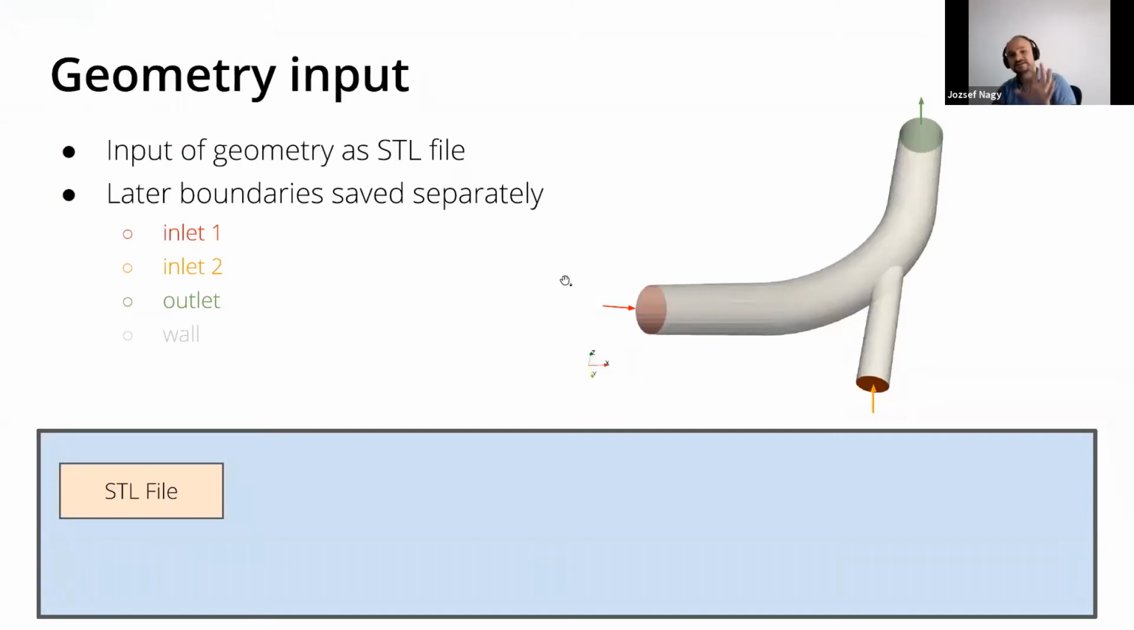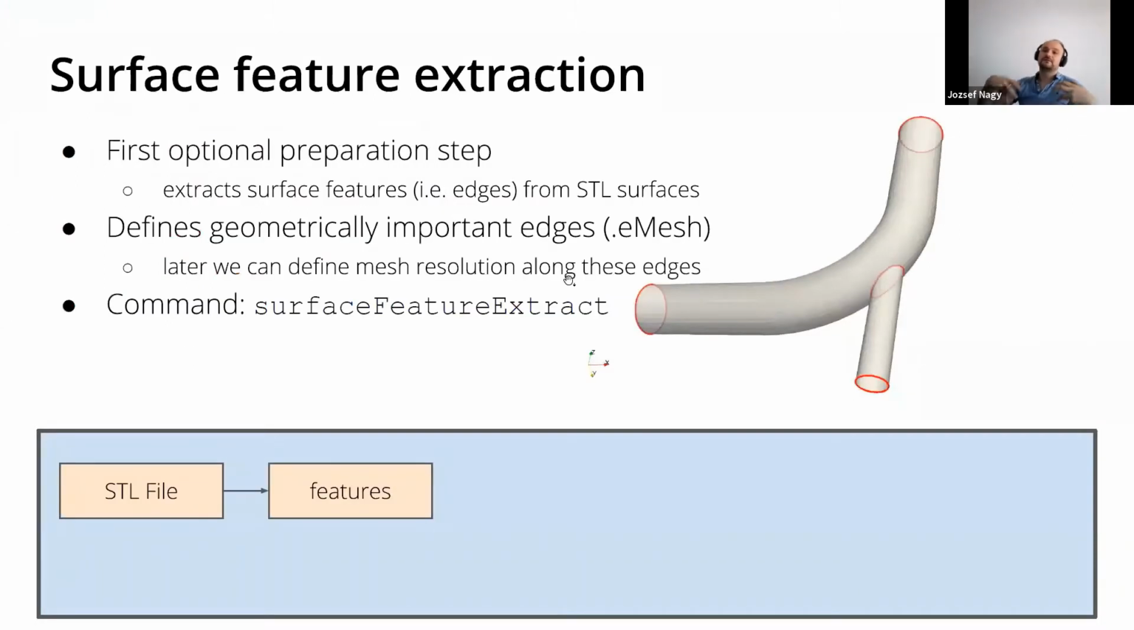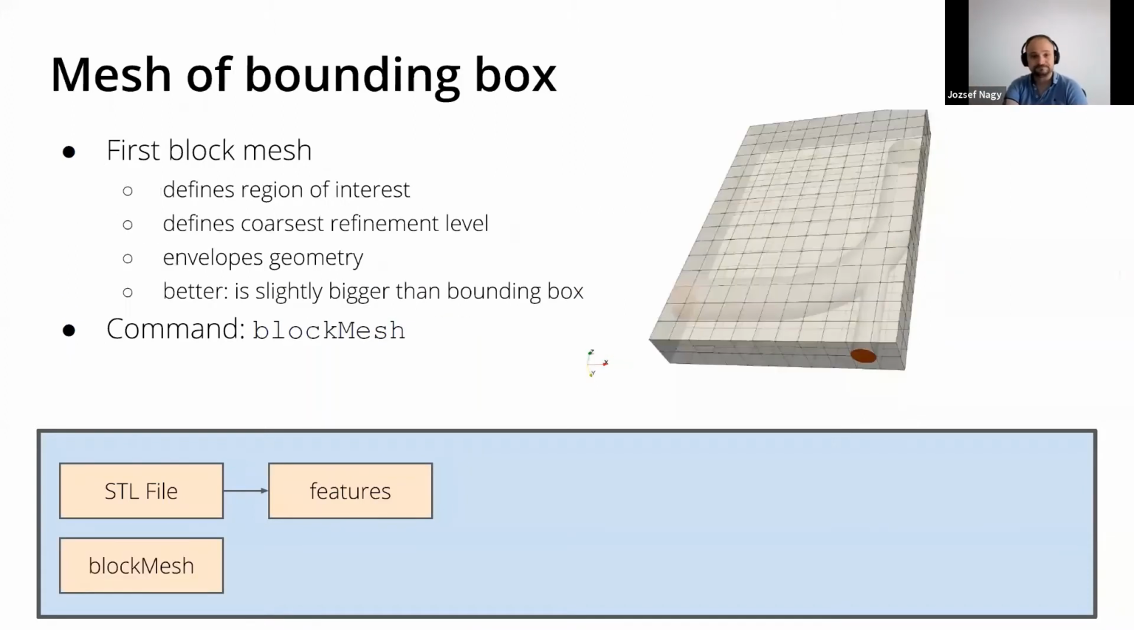And then snappyHexMesh does an optional step where we extract sharp edges. This is very important for simulations where you want to use sharp edges. For example, if you have a flow detachment, sharp edges are important. With this intermediate step, you can extract those edges, and then you can define a different refinement with snappyHexMesh along those edges.